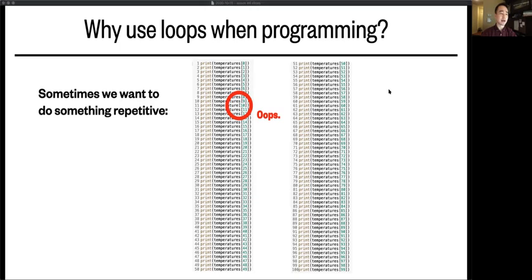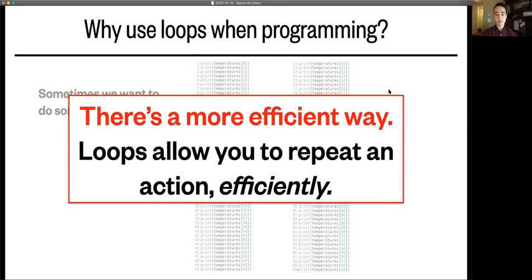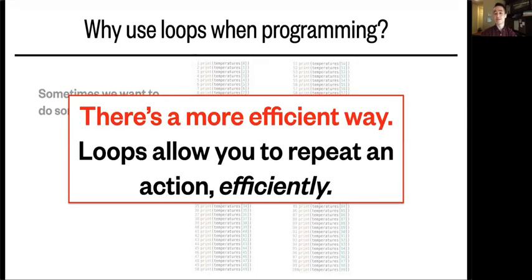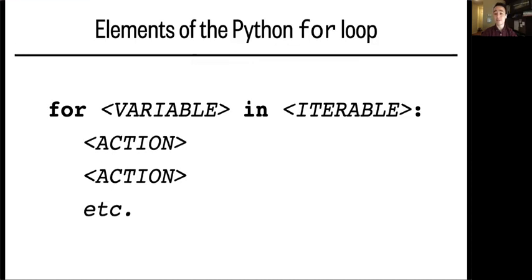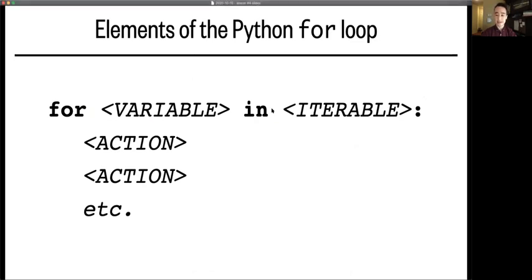And this is exactly why we use loops. Loops simply are an efficient way of repeating an action multiple times. So here's the basic structure of what's known as a for loop in Python. For some variable in what's known as an iterable, colon, do something, which we'll call an action.